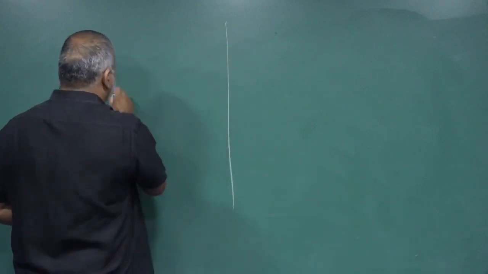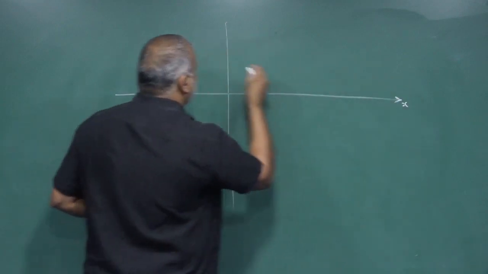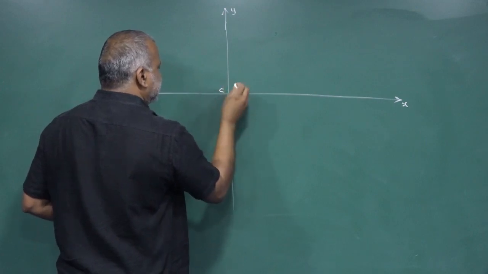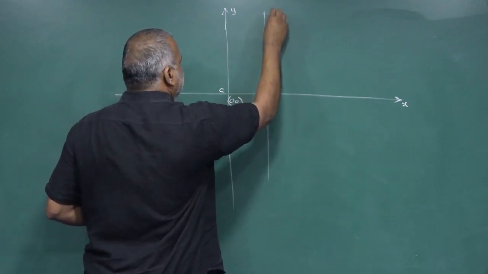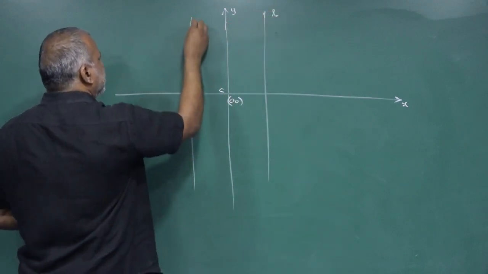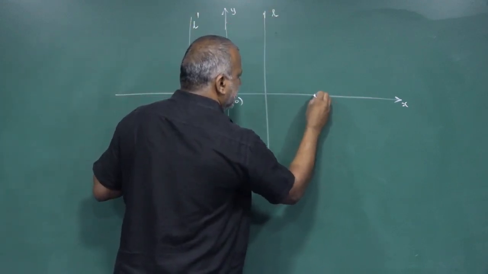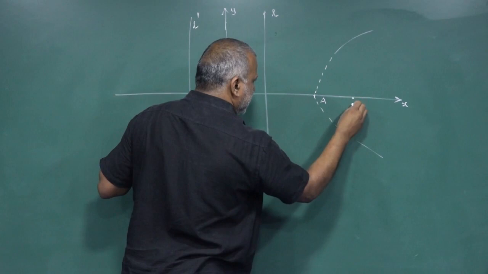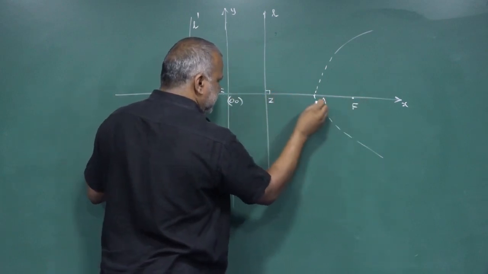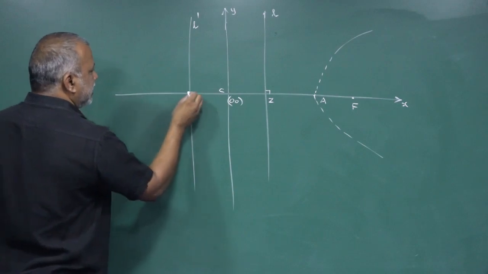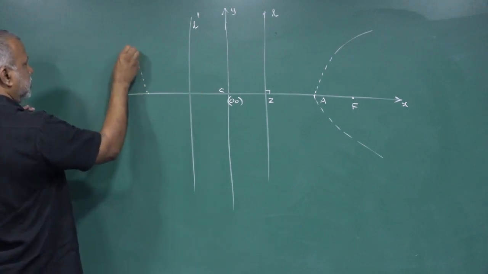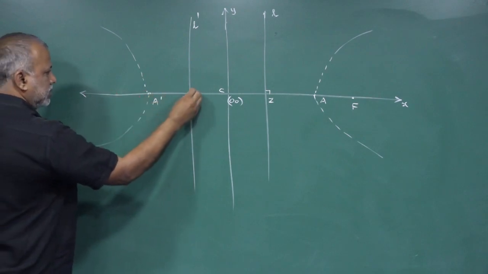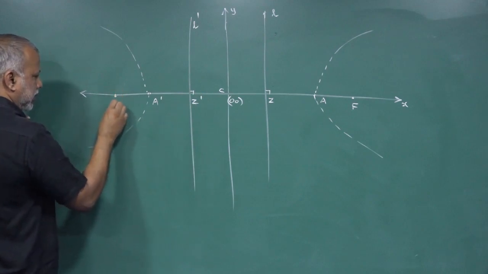Now draw the standard diagram of a hyperbola. Draw the x-axis; this is the origin, which is nothing but the center. Now this is L, then another one L dash. This is A, this must be F, this is Z. The same way, here we have A dash, this must be Z dash, again F dash.